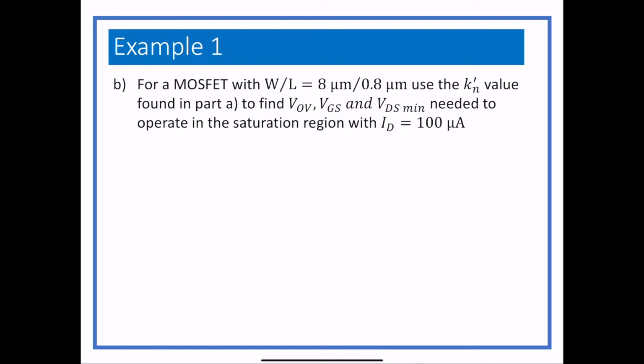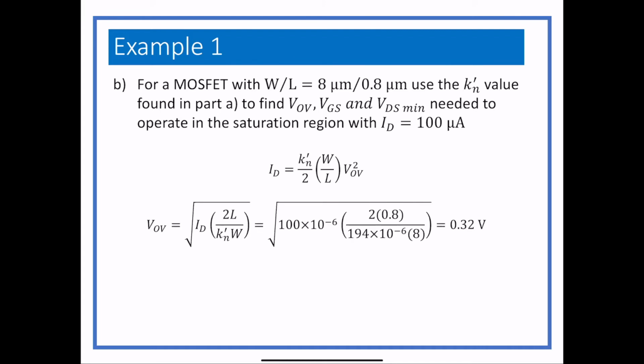Because we're looking for the overdrive voltage, we're just going to use the equation that helps us solve for that rather than splitting it up into VGS minus V threshold. We'll split it up in a minute. If we move that around a little bit, we get the overdrive voltage is the square root of ID times 2L over Kn prime W. And then we can put in all the numbers.